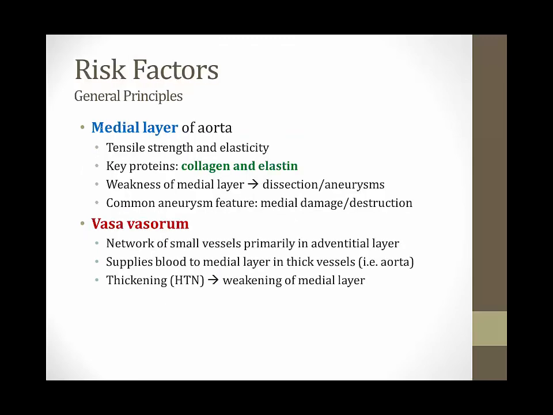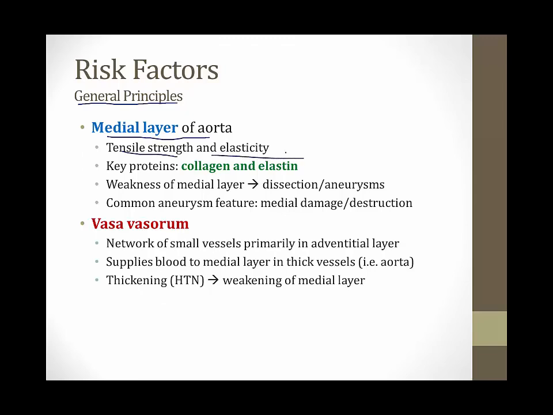Now we're going to talk about the risk factors for aortic dissection, and in order to do that, I want to review a few general principles about the aorta that will hopefully help you understand the risk factors and also to remember them. So first of all, you should know that the medial layer of the aorta, the middle layer between the intima and the adventitia, is what gives the aorta its tensile strength and elasticity.